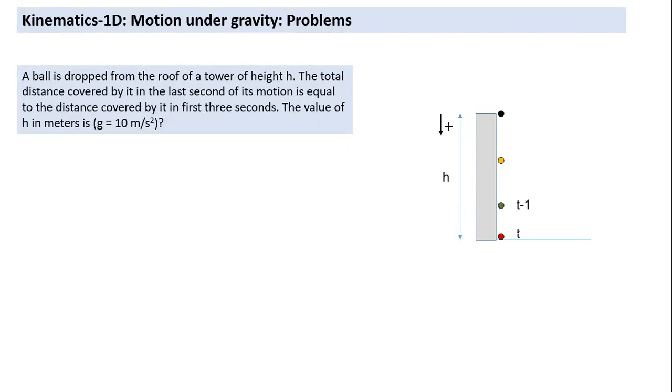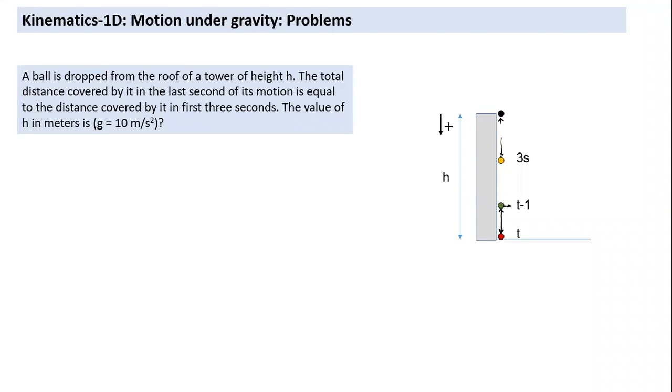So how much time does it take to hit the ground? Let's say T seconds. What is the point corresponding to the last second? The last second is the displacement between t minus 1 and t. So this is the position corresponding to t minus 1 second. This distance, what it says, is equal to the distance covered in the first 3 seconds. So if I take the next point here, at 3 seconds, these two distances are equal.